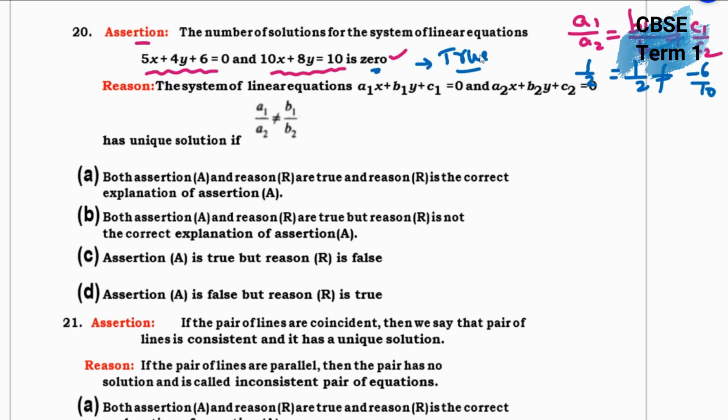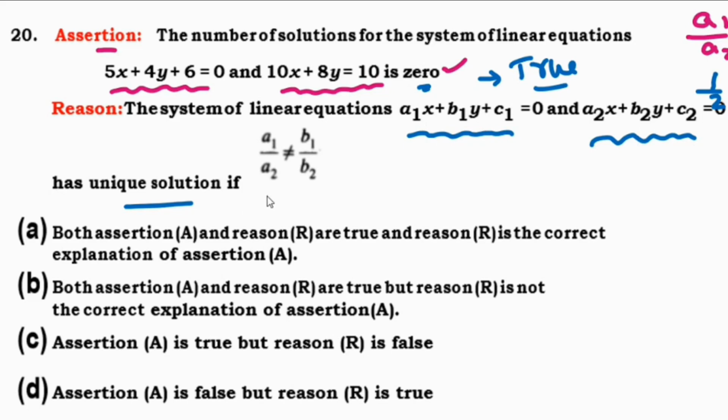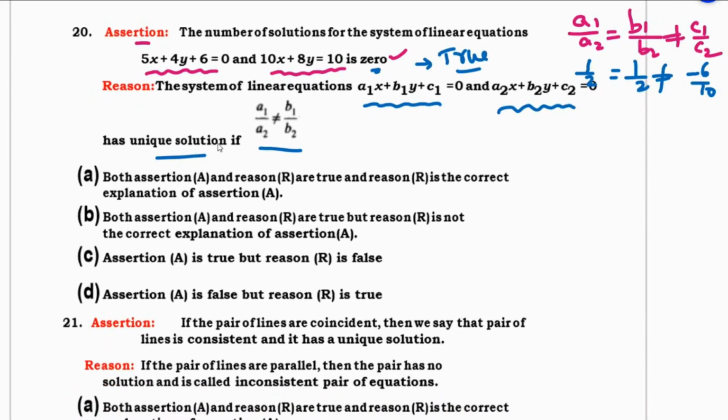Now we will see the reason. The system of linear equations a1x plus b1y plus c1 is equal to 0 and a2x plus b2y plus c2 is also 0 has a unique solution if a1 by a2 is not equal to b1 by b2. Yes, unique solution means intersecting lines. The intersecting lines condition is a1 by a2 is not equal to b1 by b2. Therefore, the reason is also true.